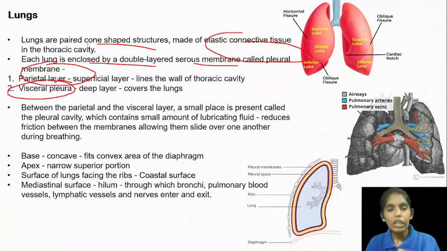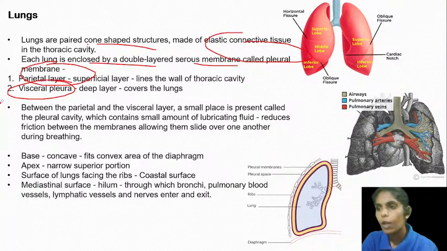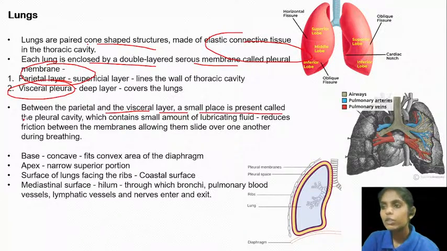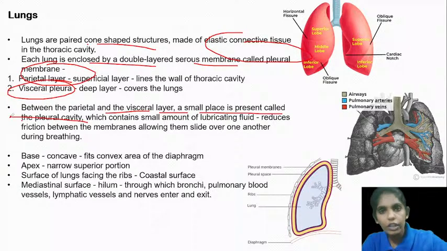So the parietal layer lines the thoracic cavity, where the lungs are present, and the visceral layer covers the lungs. And this pleural membrane produces some fluid which is known as the pleural fluid. Between the parietal layer and the visceral layer, a small space is present called the pleural cavity, and into this pleural cavity, pleural fluid is secreted by the cells present in this membrane.